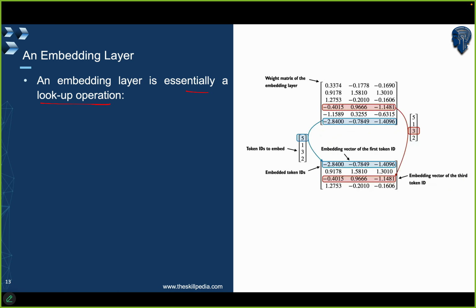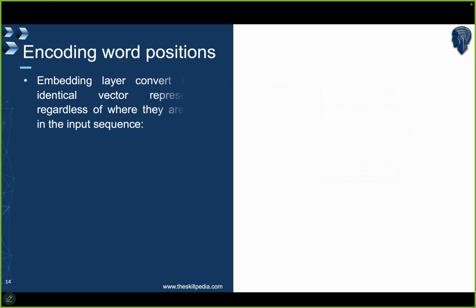So the embedding layer is essentially a lookup operation. When we are looking for these token IDs, we look up where the token ID is present. The embedding layer converts IDs into an identical vector representation regardless of where they are located in the input sequence.